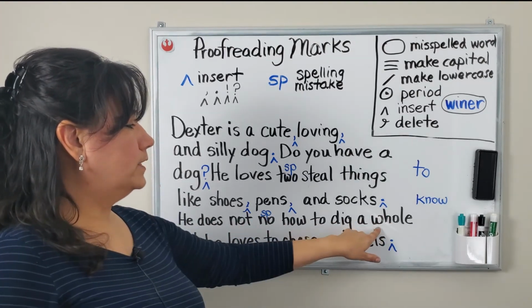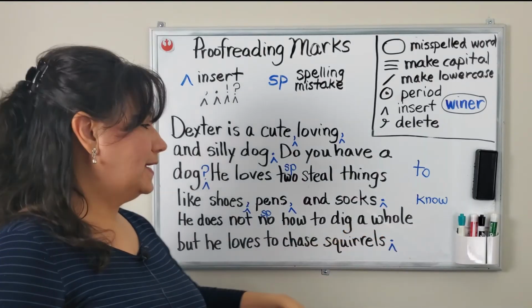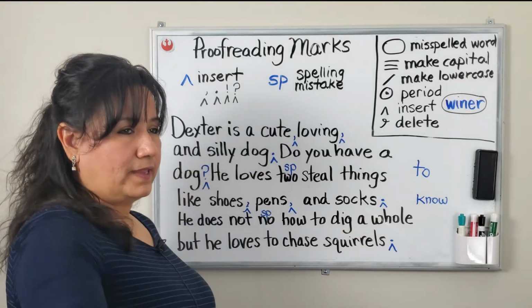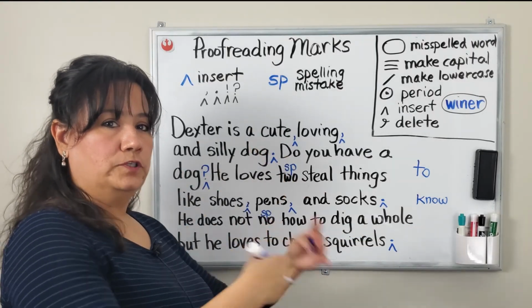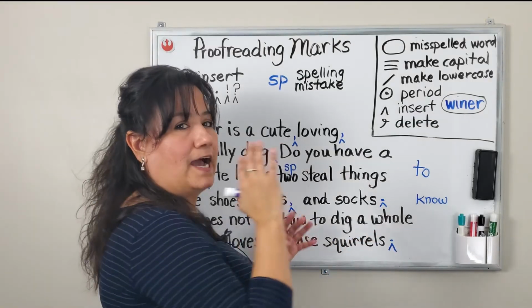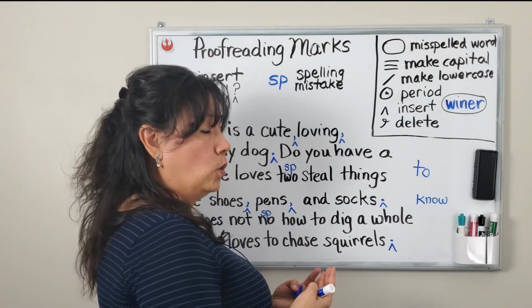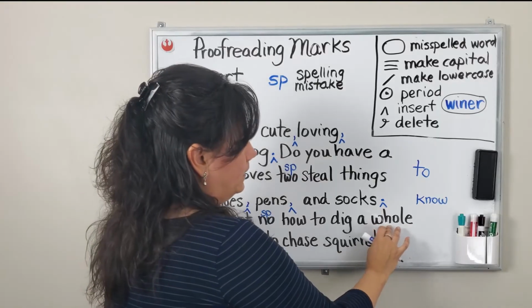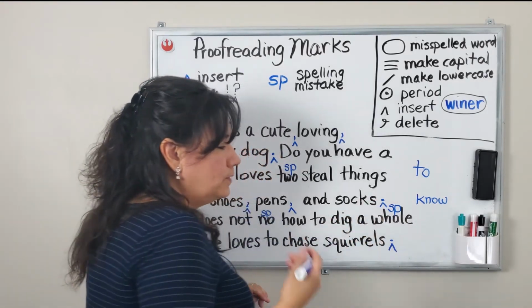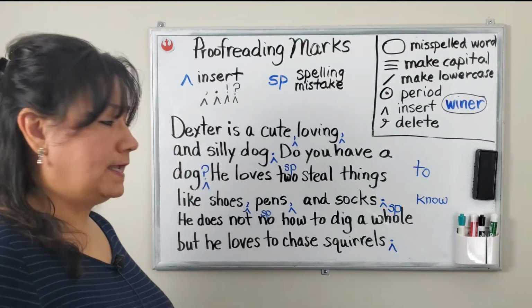Here we have the word "hole." It sounds correct, but this does not mean something that we remove dirt to make an indentation in the earth. This means the entire thing, as in I ate the whole donut. So here we have another misspelled word, because that's so easy to do because they sound the same.